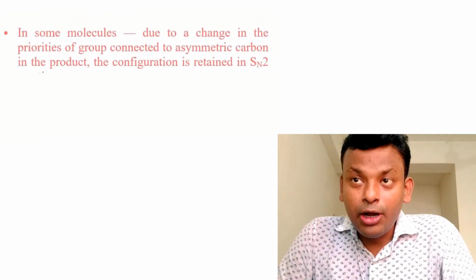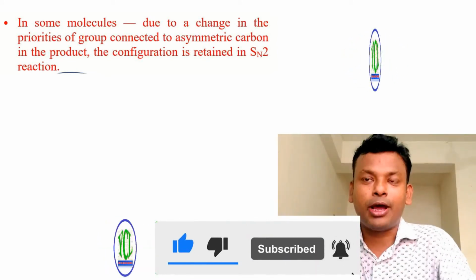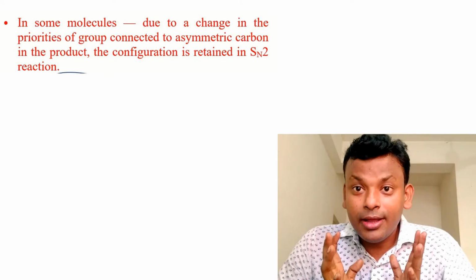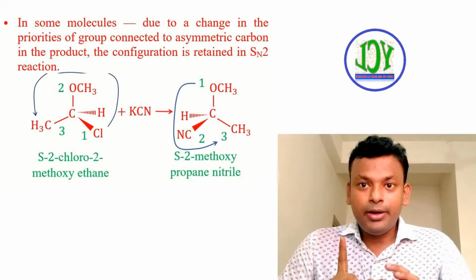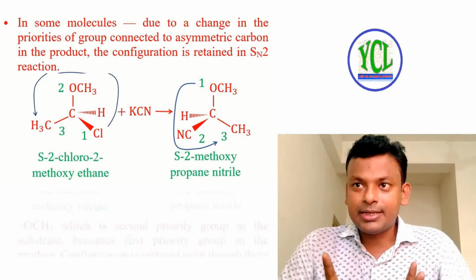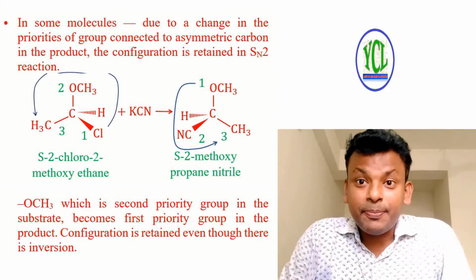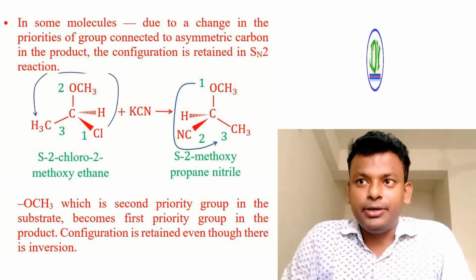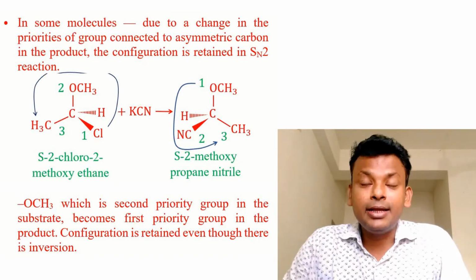And next, in some molecules, due to a change in the priorities of the groups connected to the asymmetric carbon in the product, the configuration appears retained in the SN2 reaction, that is no inversion is seen. So here chlorine is priority 1, and CH3 is next, 2, 3, and the order is S, and the same also. So OCH3, which is the second priority group in the substrate, becomes the first priority group in the product. The configuration is retained in name, even though there is inversion.